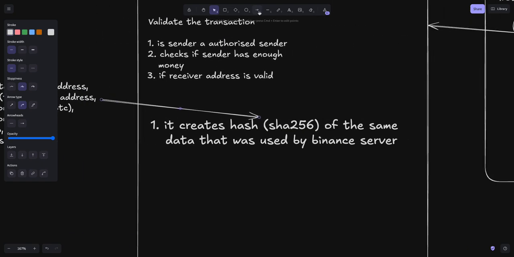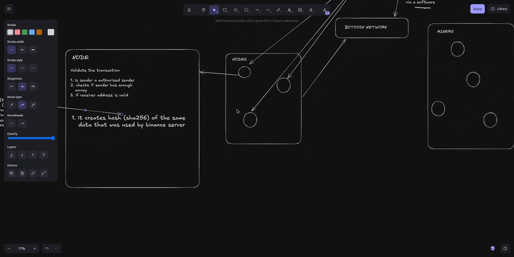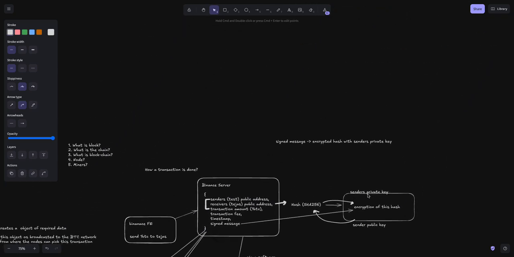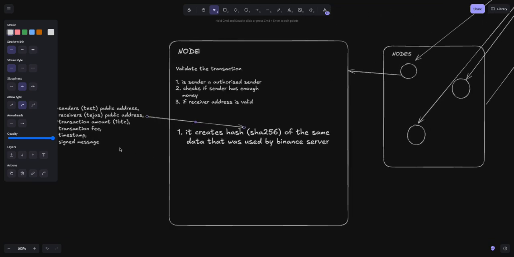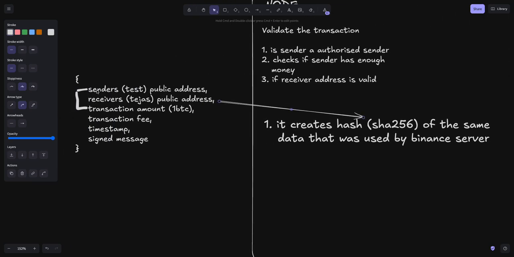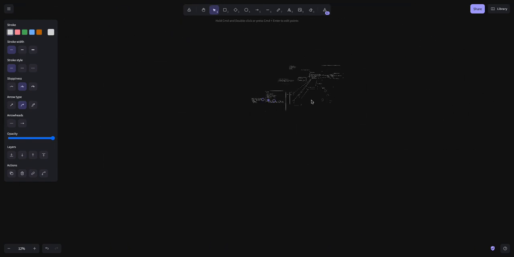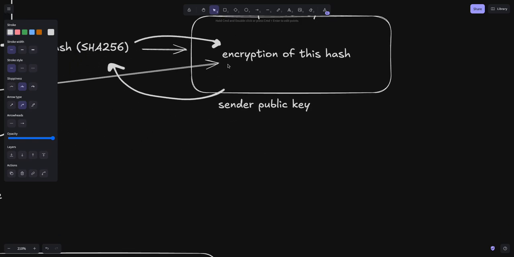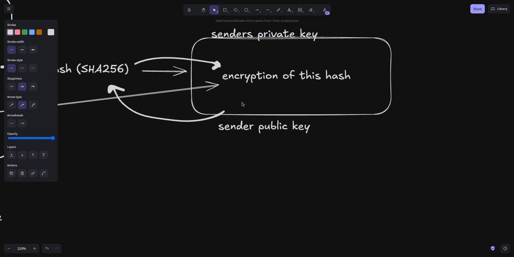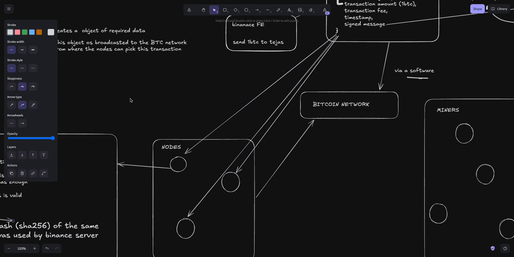Now please try to understand that it also has a signed message, right? Signed with the help of what? It was signed with the help of the sender's private key, which is not shared all over the internet. But now the node has the sender's public key. If you remember, a message can be encrypted by the sender's private key, and it can also be decrypted by the sender's public key, and hence when you decrypt it back, it becomes the same hash from where it was encrypted.